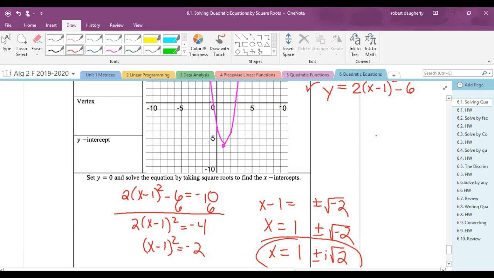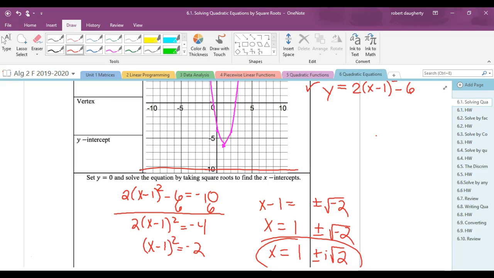What happened? I got a solution, but it's what? It's not real. Okay, that's why it doesn't show up on my graph. There is a solution, but it's a what kind of solution? Complex, okay? So when I look at my graph, there is no spot on there where the graph touches negative 10. But when I set it equal to negative 10, I do get a solution. I get two solutions. They're complex numbers, okay?